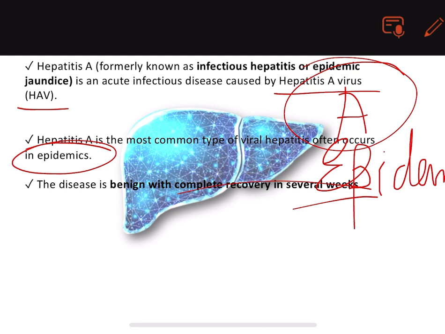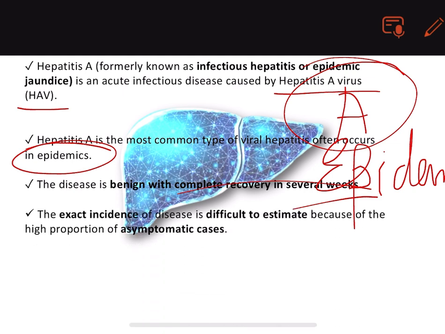The disease is benign with a complete recovery in several weeks. So, if a child is diagnosed with hepatitis A, there is a high chance that in 99% of the cases recovery is seen. Only 0.4% goes into fatality. The disease is benign, with complete recovery in several weeks. So, it is acting as a self-limiting disease.